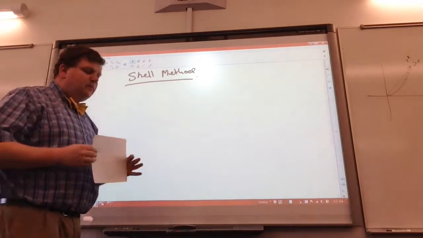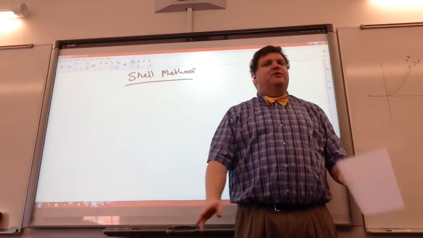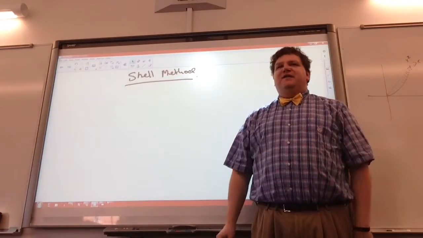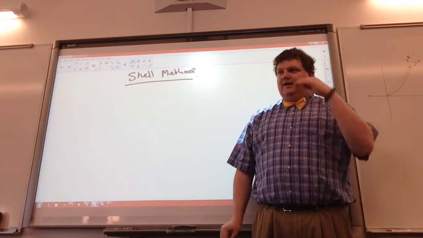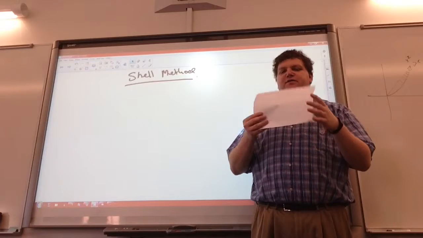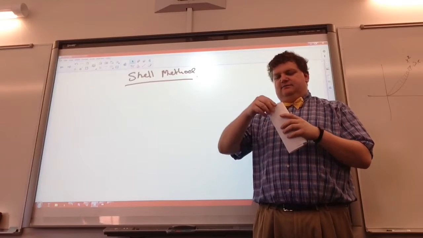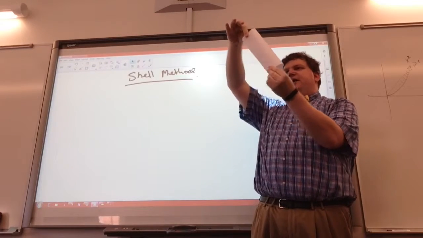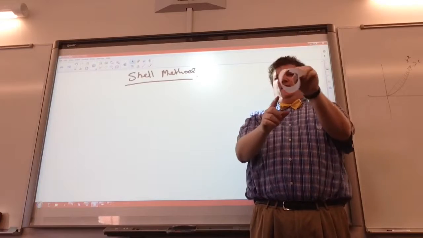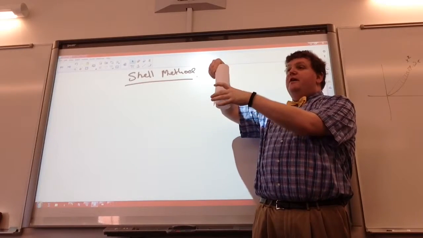Basically how the shell method works, and I'm going to use some props here, is that it works by layering lateral surface areas one on top of another. So you think of it like this piece of paper here. If I turn it on end and make a little ring here, that shape is a cylinder, and what I've got here, it's hollow in the center, but that's the lateral surface area of the cylinder, right?